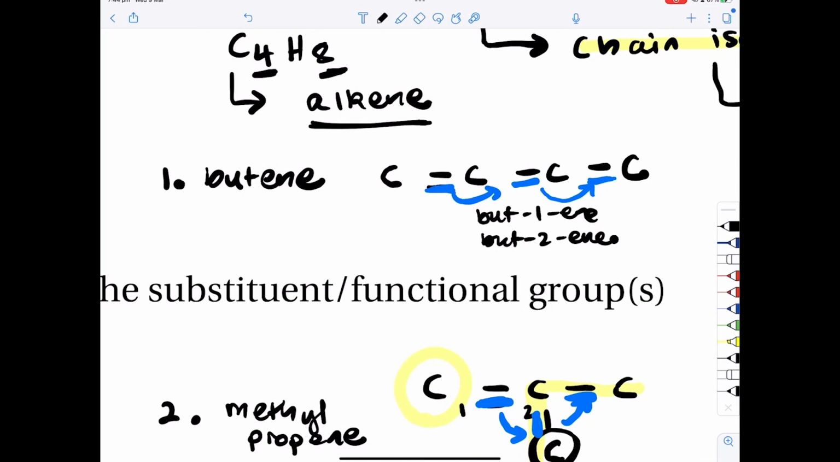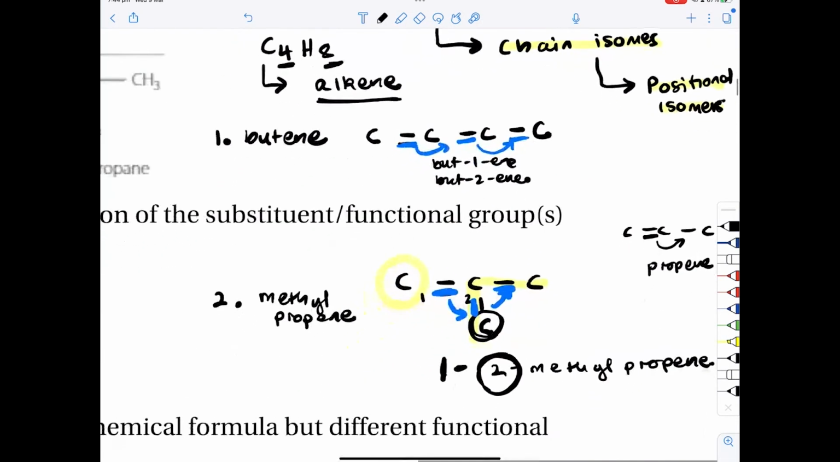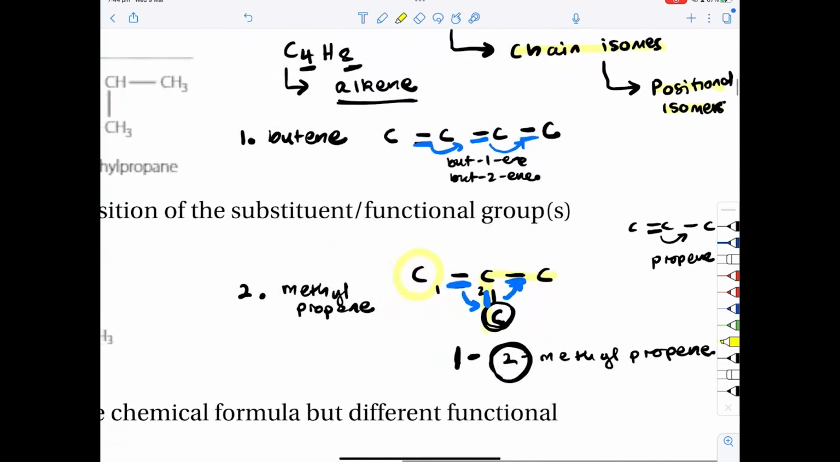Very good. So now everyone, what is the total number of isomers? Does everyone see? In total, there are 1, 2, 3 isomers. But-1-ene, but-2-ene, and 2-methylpropene are the 3 different isomers of C4H8. That's the total number of isomers.